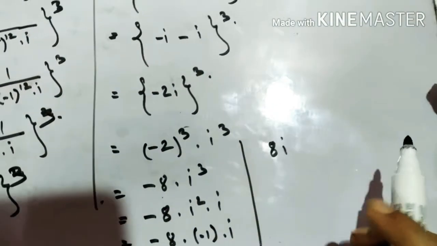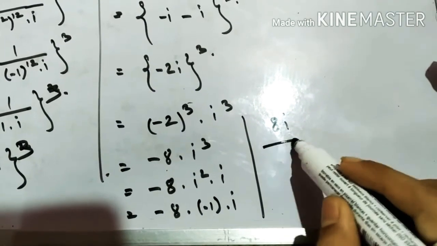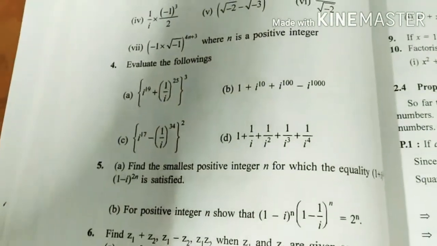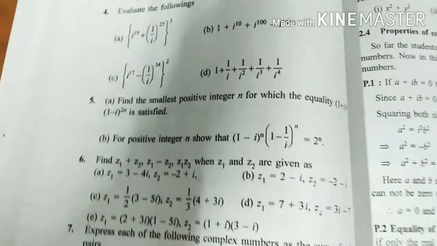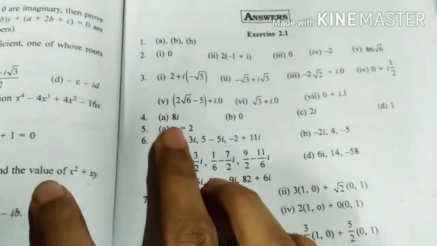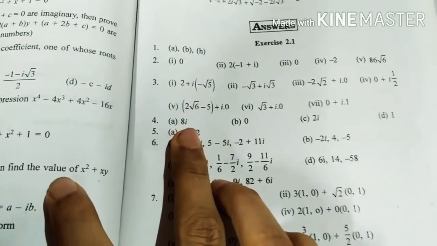So 8i will be our answer. Let's check the back answer here. Type 4, number A. It is 8i.